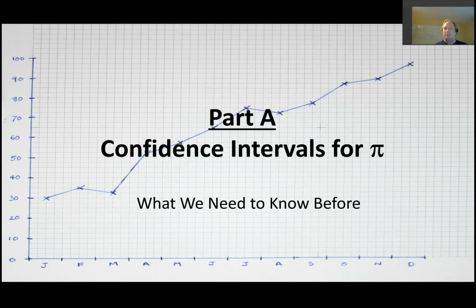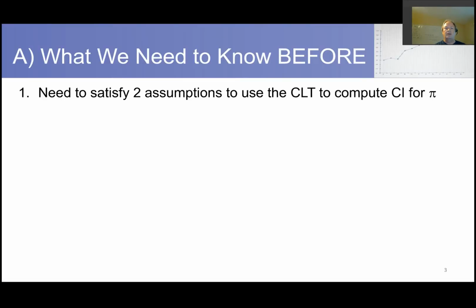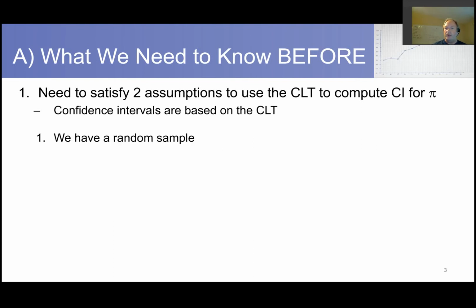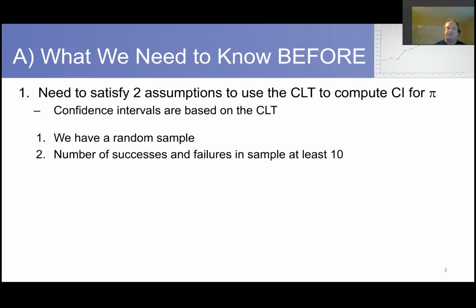So just like before, we want to think about the issues we need to consider before we do any calculations. And the main thing we have to look at, again, is making sure that the conditions in order to use the central limit theorem are satisfied. Of course, now we're looking at the central limit theorem applied to population proportions. And those were very similar to what we had when we did hypothesis testing.